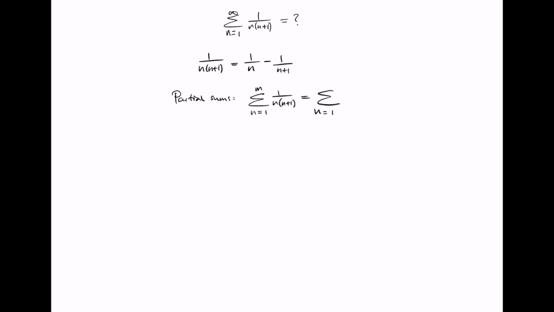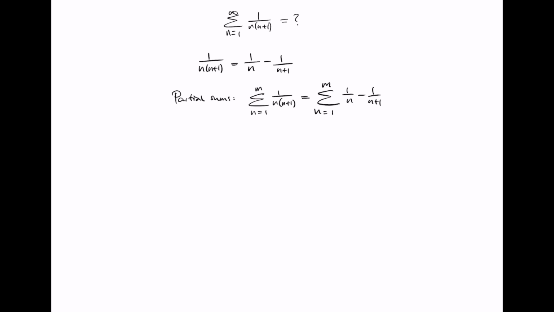Here's a trick to sum the series n equals 1 up to infinity, 1 divided by n times n plus 1. We write 1 over n times n plus 1 as 1 over n minus 1 over n plus 1. Then the partial sums of this series, the sum from n equals 1 up to m, would be the sum from n equals 1 up to m of 1 over n minus 1 over n plus 1.